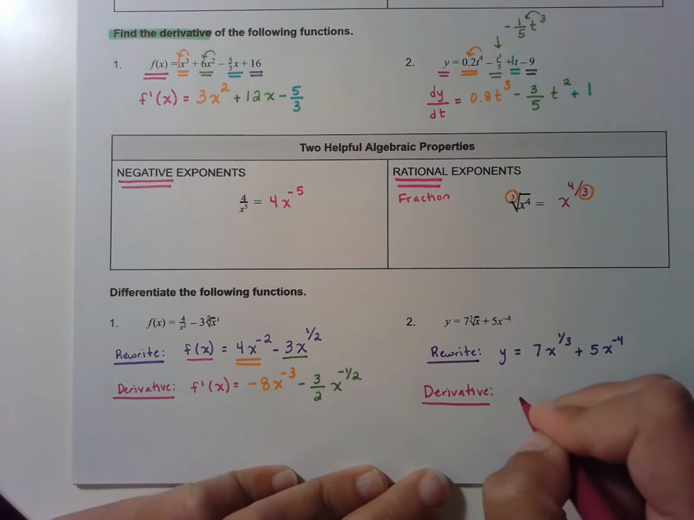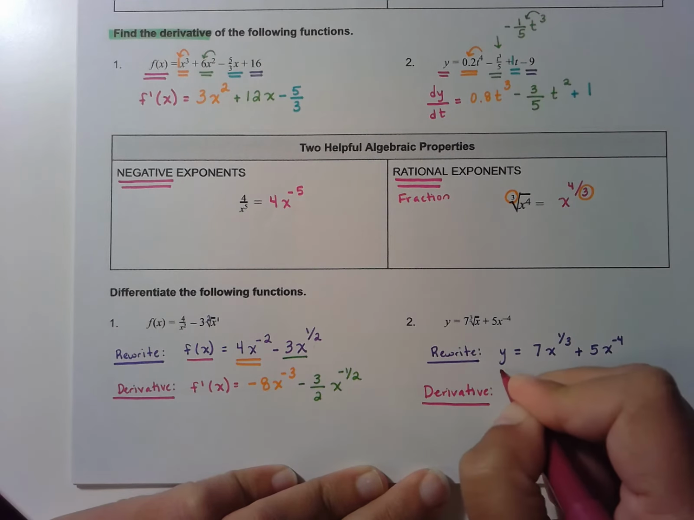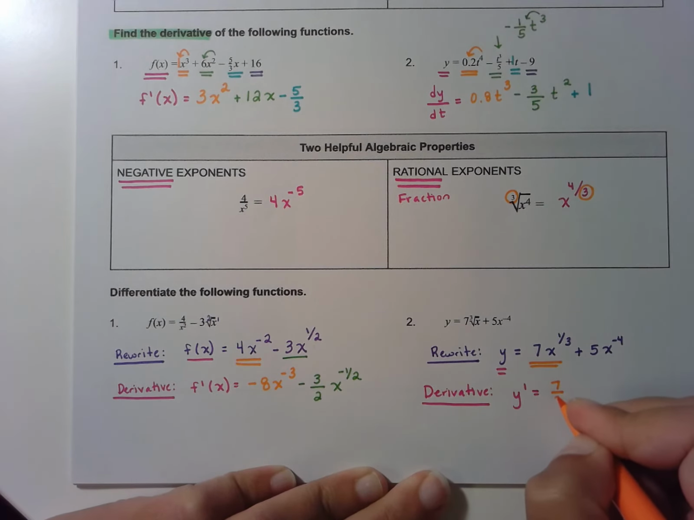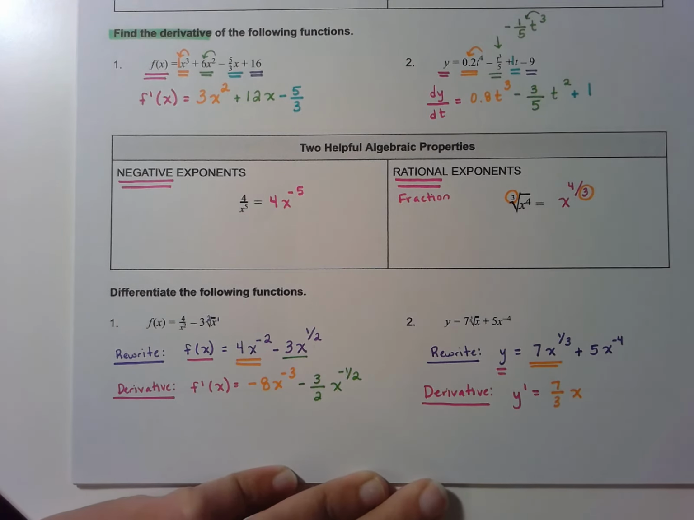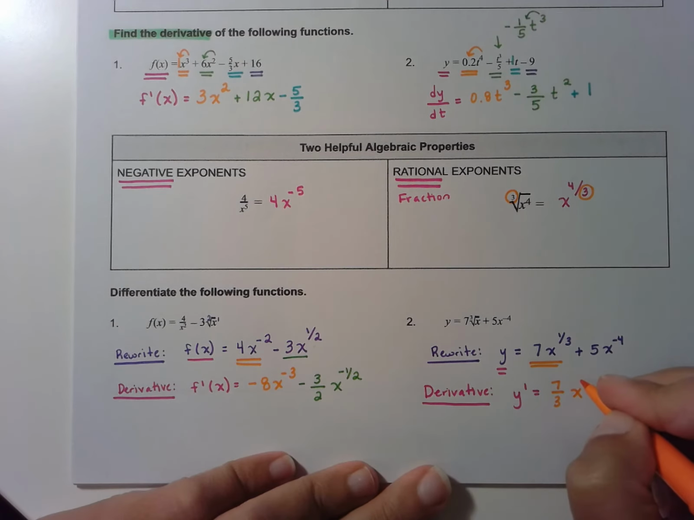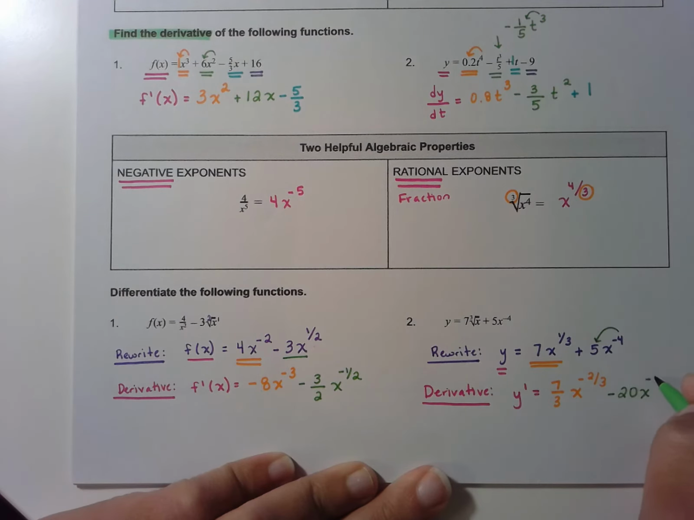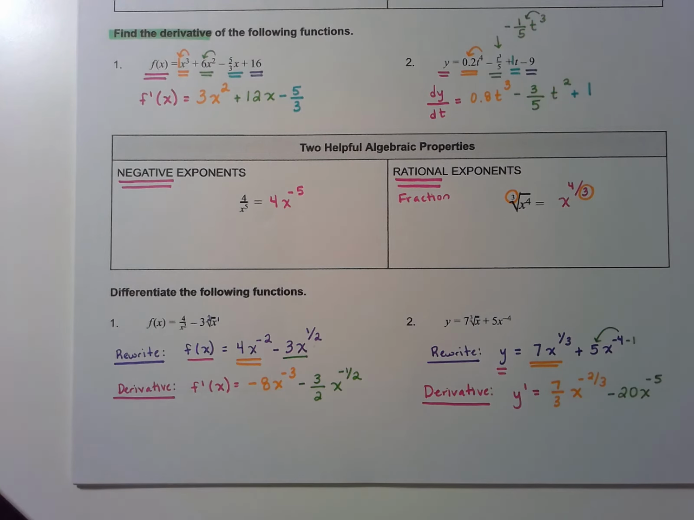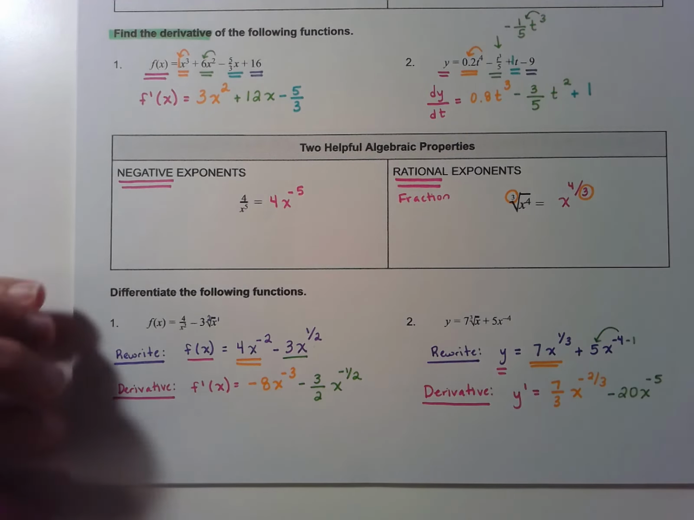So the derivative of y, I'm going to write as y prime. The derivative of 7x to the 1/3 would be 7/3 x to the, now 1/3 minus 1 would be negative 2/3. Then for the next problem, I would do negative 4 times 5, which is negative 20, x to the negative 5th, because negative 4 minus 1 becomes more negative, so it's negative 5.